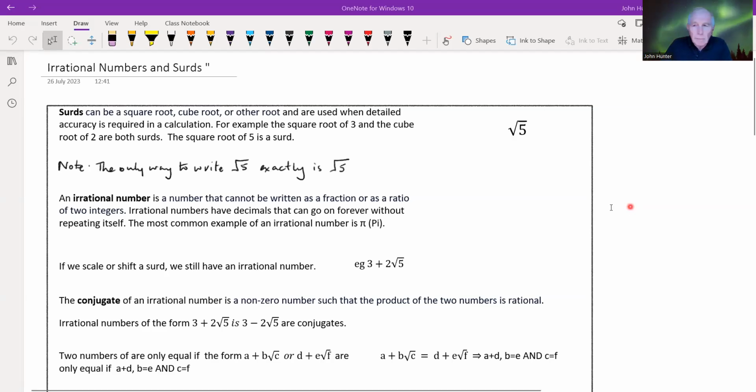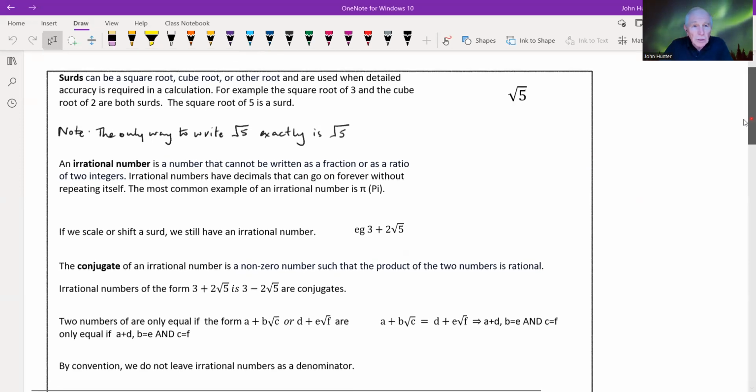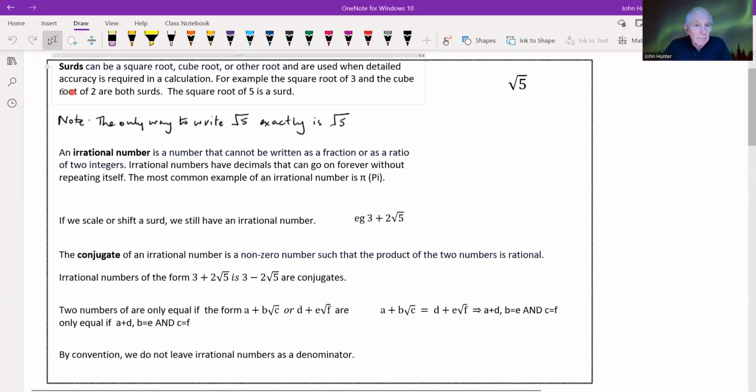Okay, this is about surds, a GCSE topic, but also about irrational numbers. And there's a little bit of confusion, I think, in this area. So I think the first thing we'll do is get a little bit of terminology sorted out. So let's just read from this.